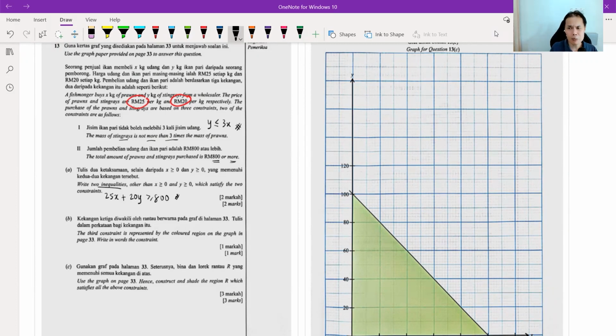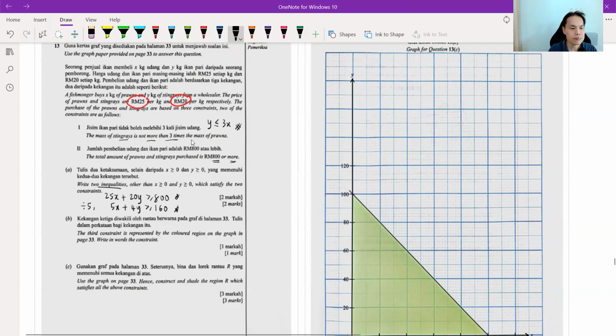But when it comes to drawing a graph, it's always easier to use a smaller number. Here, I'm going to divide everything by 5. So I got 5x plus 4y, and 800 divided by 5 is 160. There you go, that's your answer. Like I said, if you don't simplify, it's okay. But I simplified, it's easier for you to draw the graph.